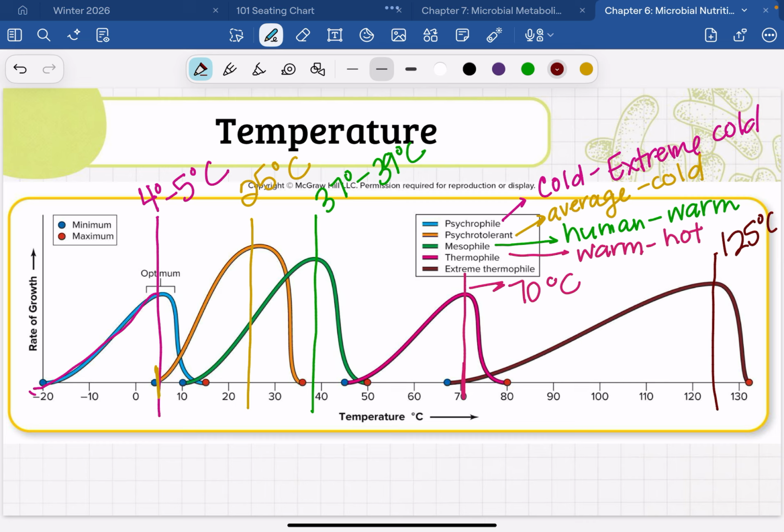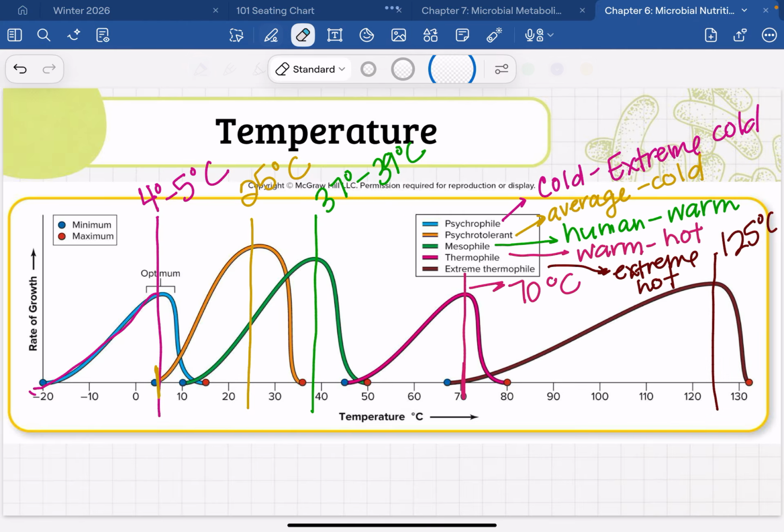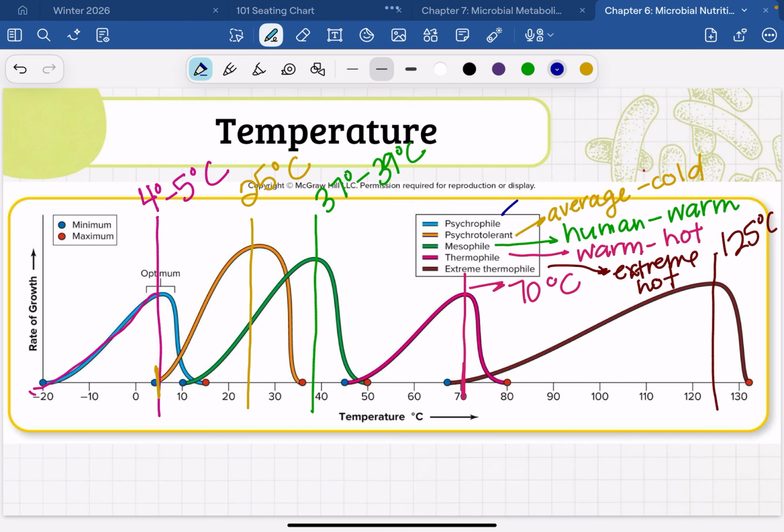Okay. So I put these as extreme hot. Okay. Okay. So this is cold to extreme cold. Okay, so those are the 5 categories of temperature for bacteria and the environments that they like to live in.